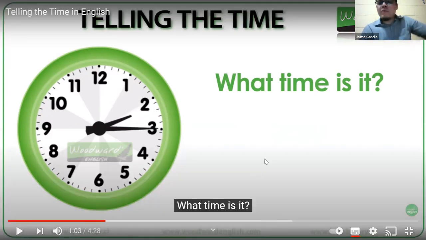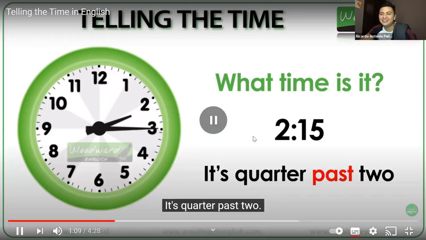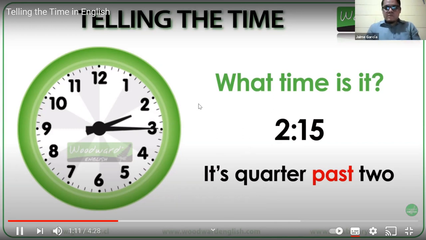What time is it? Okay, what time is it, Ricardo? It's 2:15. Okay, it's 2:15, yes. But we normally say, I remember, teacher, it's quarter past two. Yes. All right. When the minute hand is pointing to number 3, we say quarter. We do not normally say 15. Okay, so it's quarter past two.